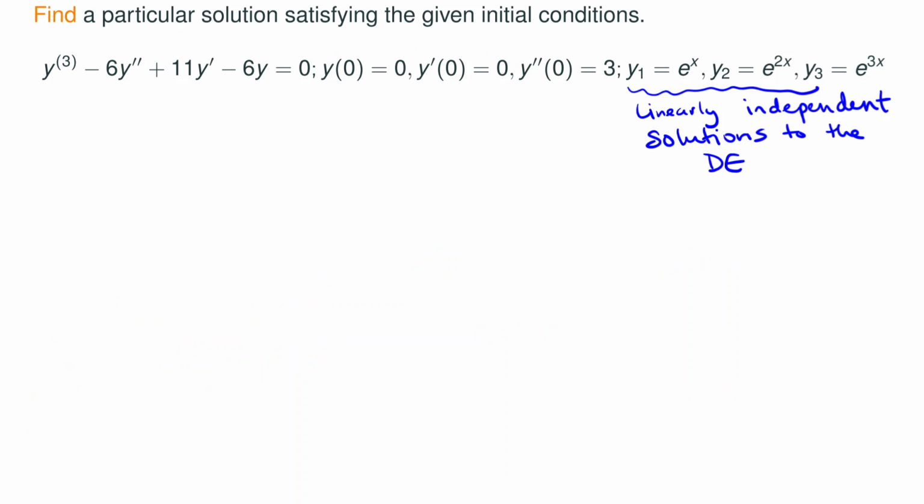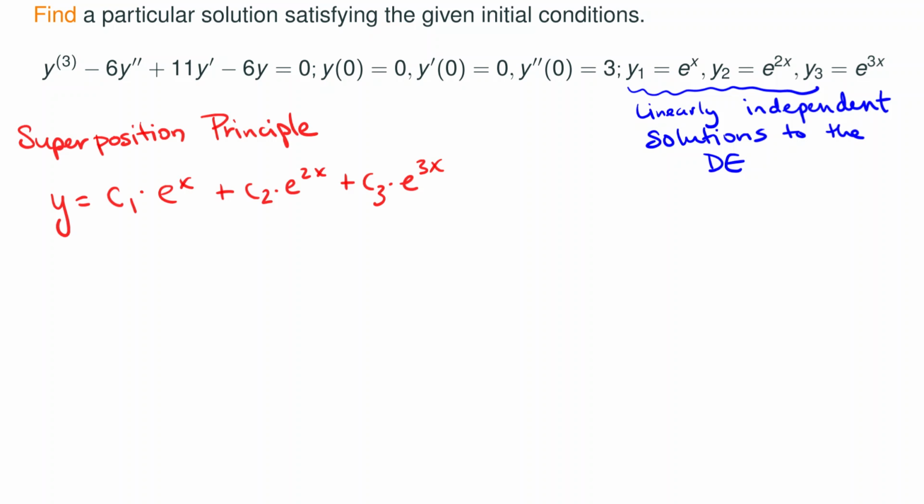So in this problem, we have a third-order differential equation that needs to satisfy these initial conditions, and we've been given 3 linearly independent solutions to this differential equation. And we're looking for a particular solution that satisfies these given initial conditions. So in this case, we can use the superposition principle and form a new solution. And we'll be able to determine what these coefficients should be based on these initial conditions.